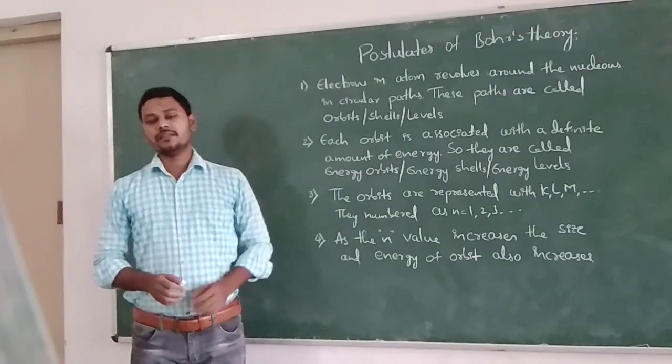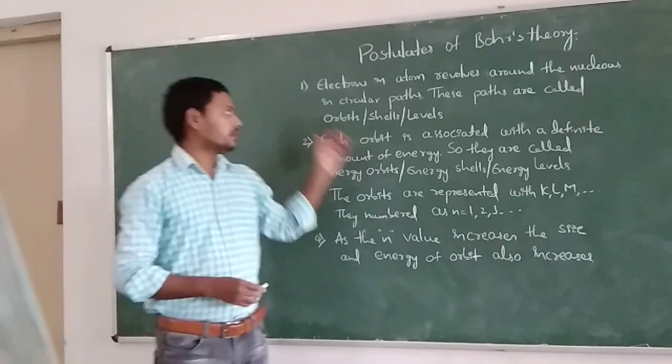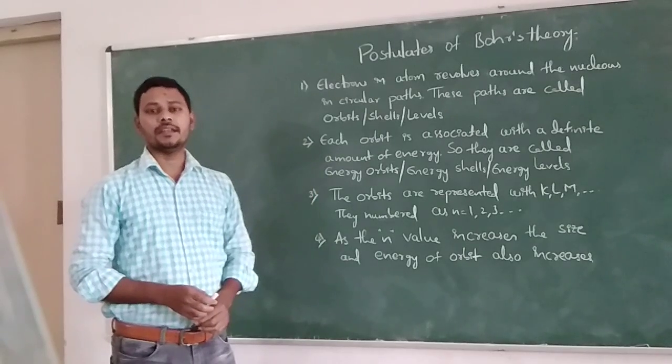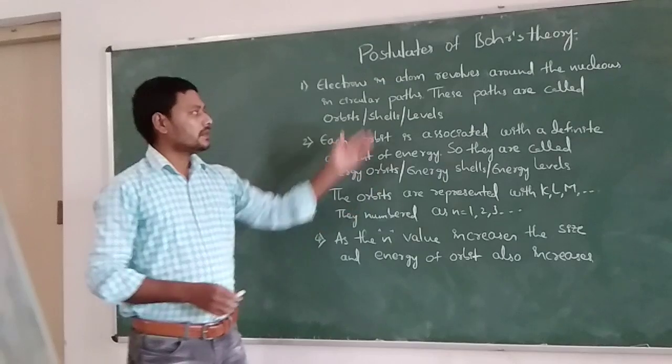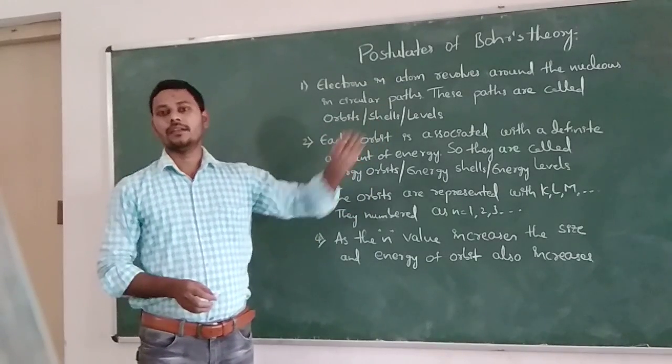Mainly, there are 7 suggestions. Let me discuss them one by one. First one: electrons in an atom are revolving or rotating around the nucleus in circular paths. He named those paths orbits, shells or levels.